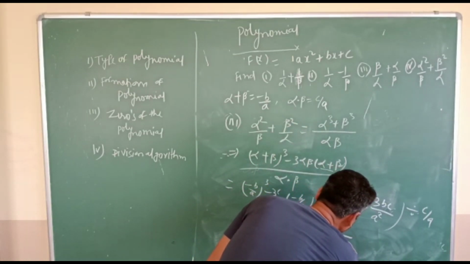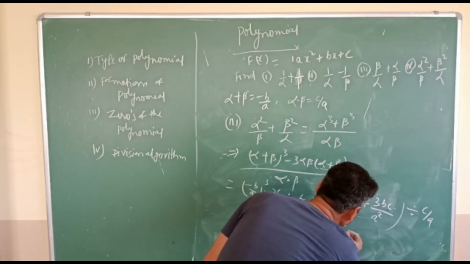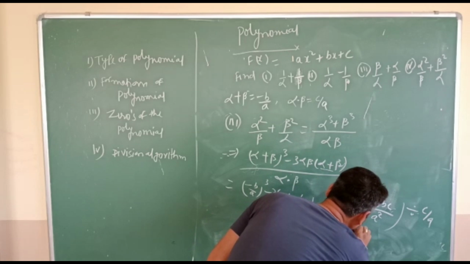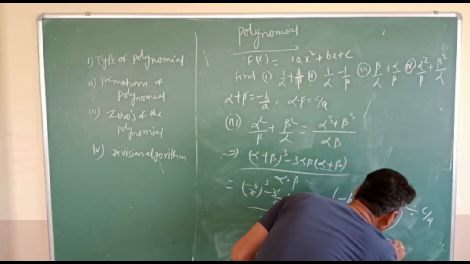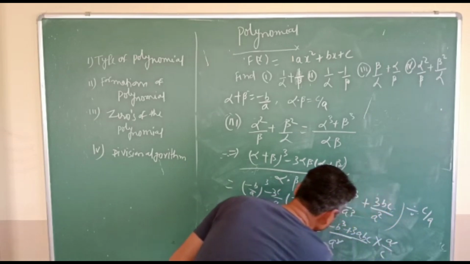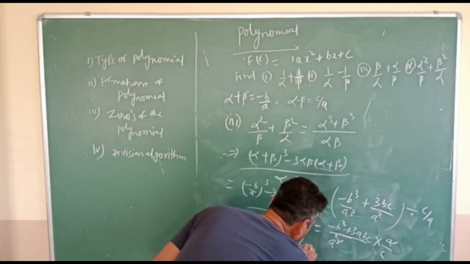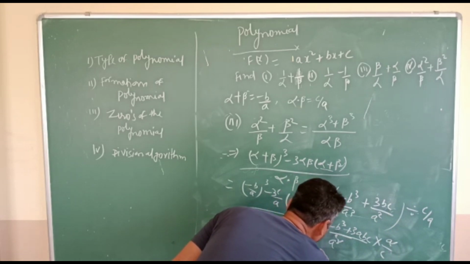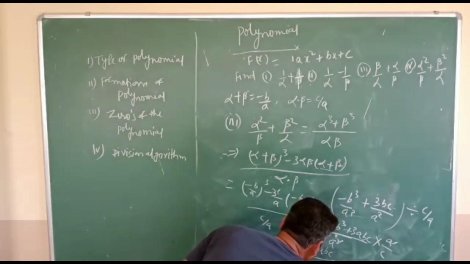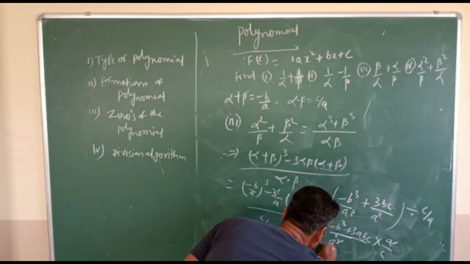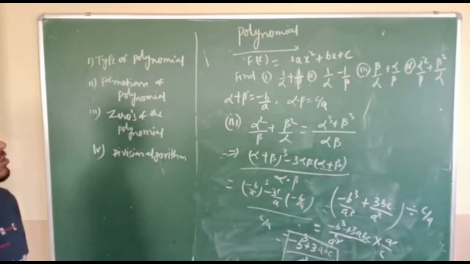So if I take LCM, it will be a cube, and this will be minus b cube plus 3abc, and into this a will go up, c will come down. Correct? So I will be left with a square. So my answer will be minus b cube plus 3abc by a square c. Just solve it properly, you get the answer. That's it. So that's all for it.